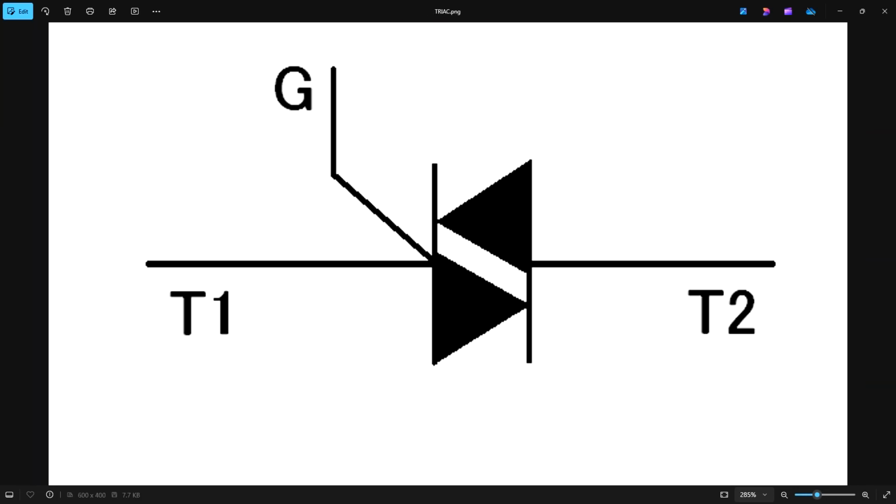Okay, so here's the symbol for a Triac. We're going to talk about what it is, what you use them for, and why they are the master of AC. At the end, we're going to go over why they're the Christmas hero.